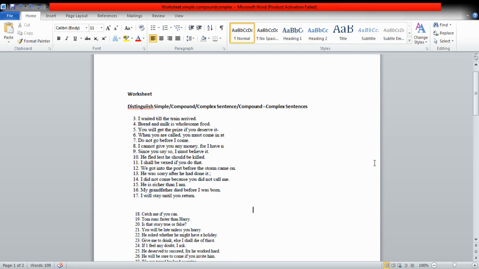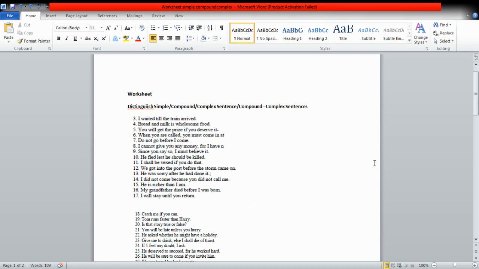You will get the prize if you deserve it. "You will get the prize" is independent clause. "If you deserve it" is subordinate clause, so it will be a complex sentence. "When you are called" is a subordinate clause. "You must come in at" is an independent clause, so it will be a complex sentence. Do not go before I come. "Do not go" is independent clause. "Before I come" is subordinate clause, so it will be a complex sentence.